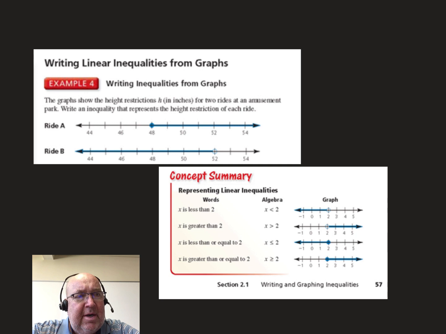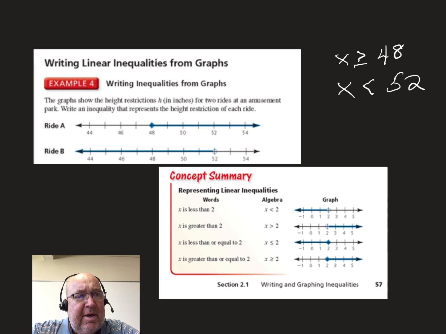I find it easier to always start with the x value. So I'm going to go x, and this is a closed circle, so the x values are going to be greater than or equal to 48. Alright, and then I got this next one, my x values. I have an open circle, so I'm going to have just less than, and it's less than 52.